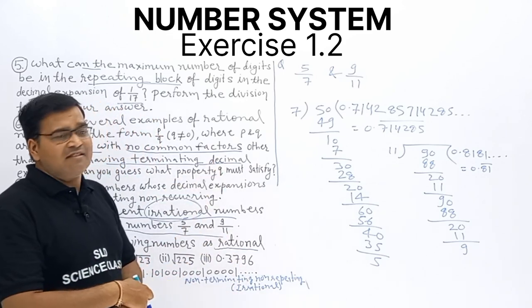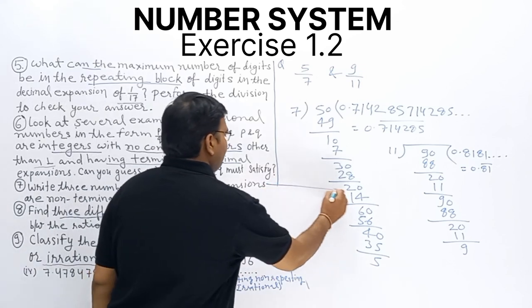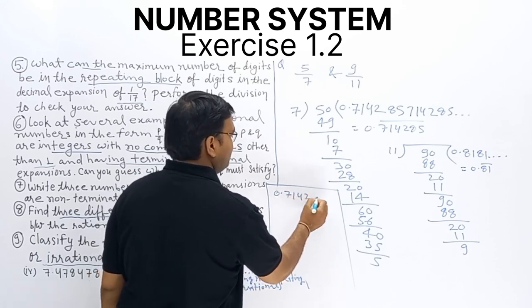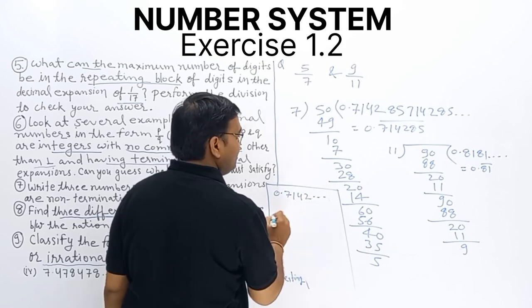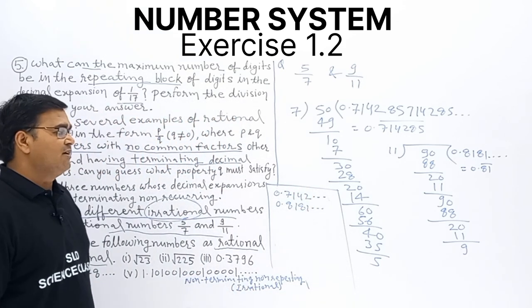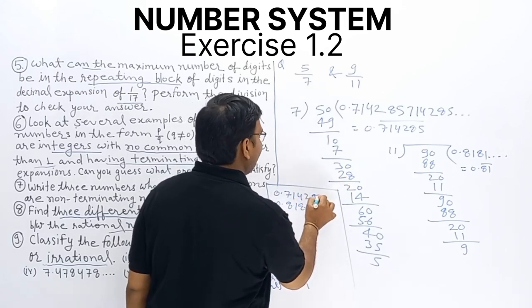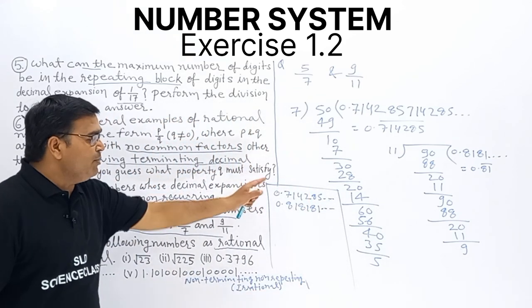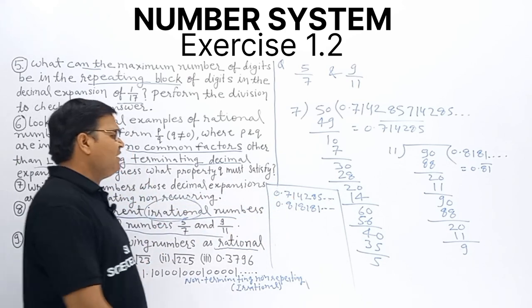In between both rational numbers, we want irrational numbers. So we can write like this. We are having 0.7142 and so on, and 0.8181 and so on, like this. Completely, if you want you can write 6 digits, 714285 and so on, and use this one like this with 6 digits. In between 0.71 and 0.81 we have so many irrational numbers.